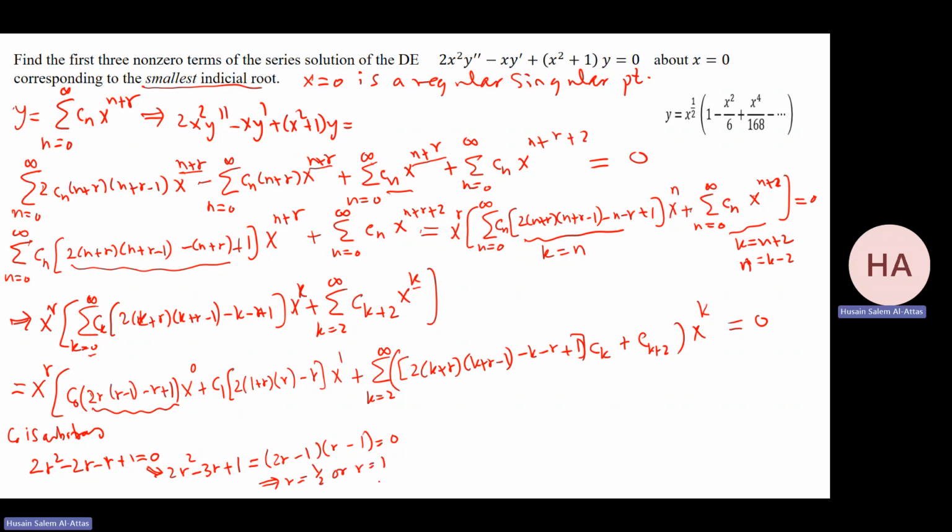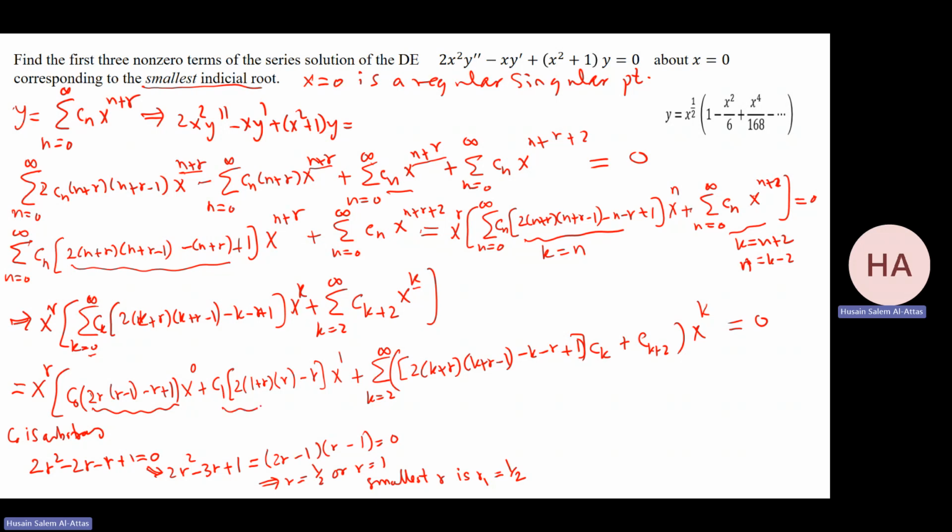So the smallest r is half. I get half. Now I'm working with half now. So my work is with half.